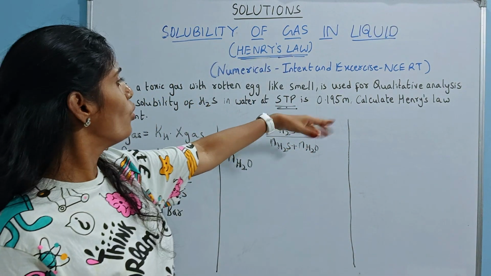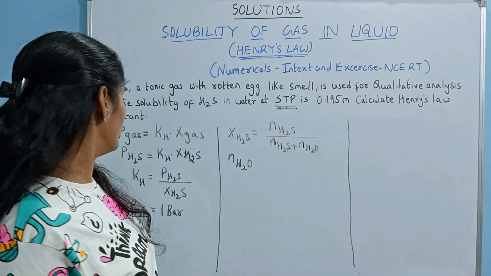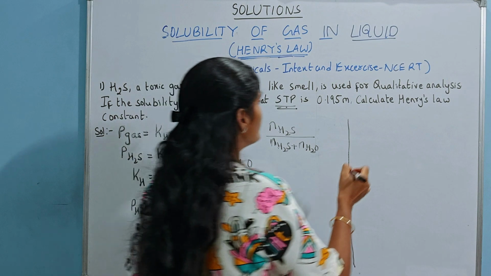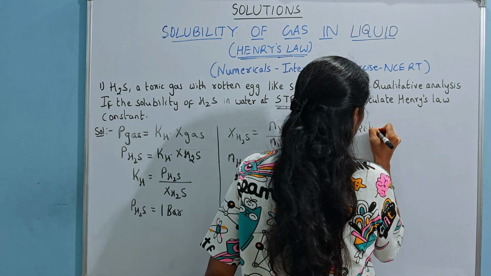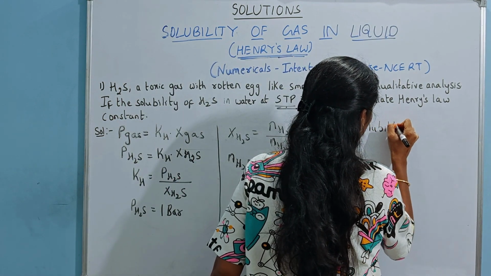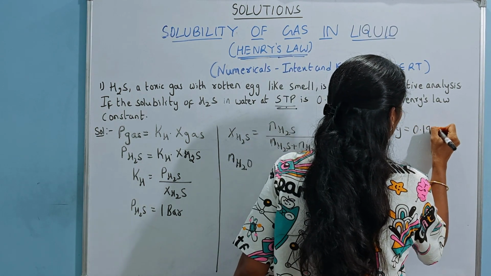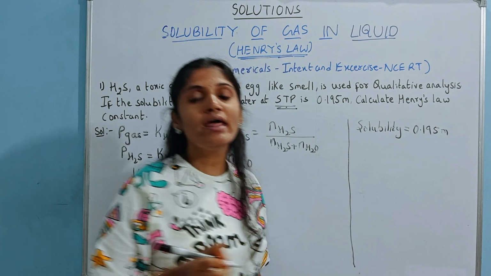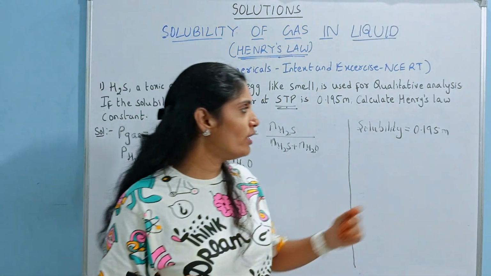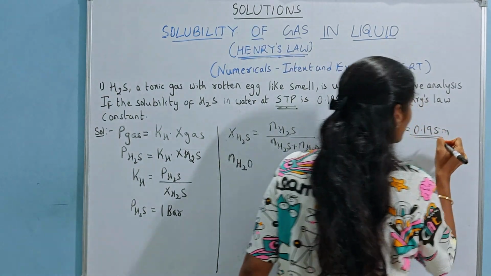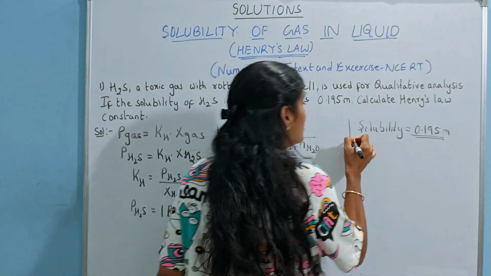Let us go back and see the term which is given to us. What is mentioned in the question? Solubility is mentioned in the question. So solubility is equal to 0.195 molar. Now, when I was teaching molarity, I explained to you how to understand molarity. Now, when I say 0.195 molar, what does it mean?